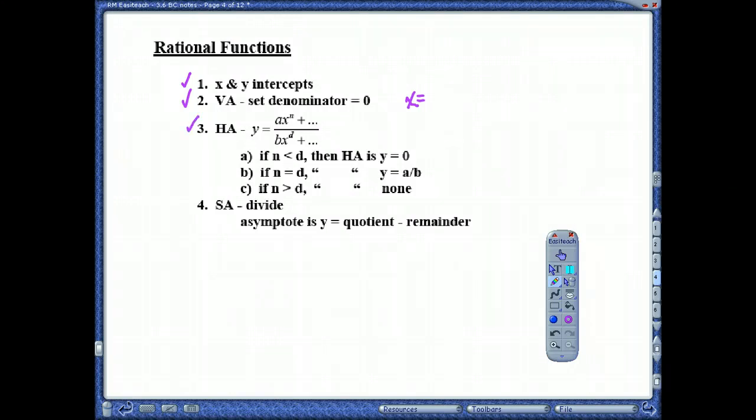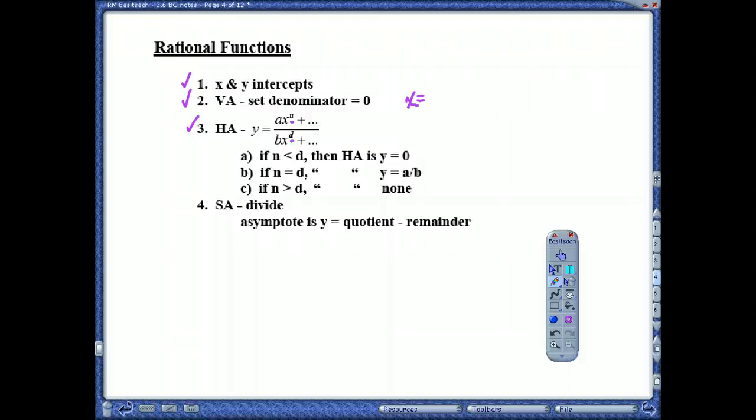Horizontal asymptotes: you're looking at the highest powered term on top against the highest powered term on the bottom. If the numerator's power is smaller than the denominator, then you have a horizontal asymptote at y equals 0. If the powers are equal, you look at the highest powered term on top, the highest powered term on the bottom, look at those coefficients. y equals a over b is going to be your horizontal asymptote.